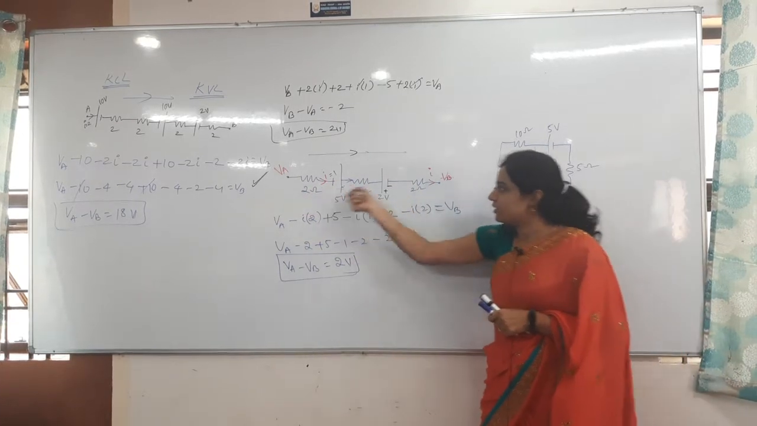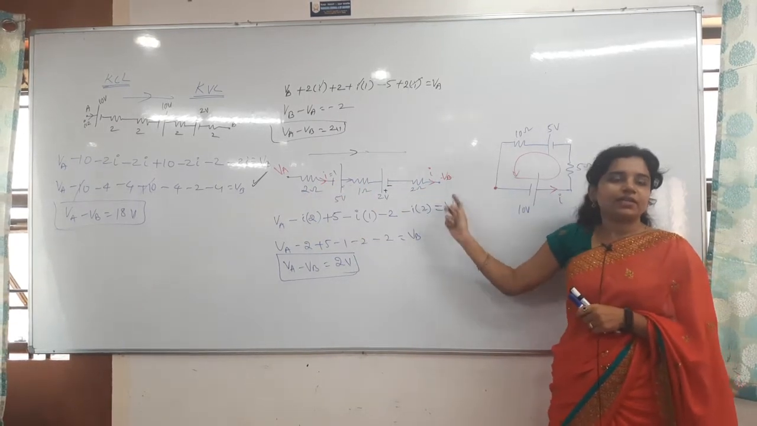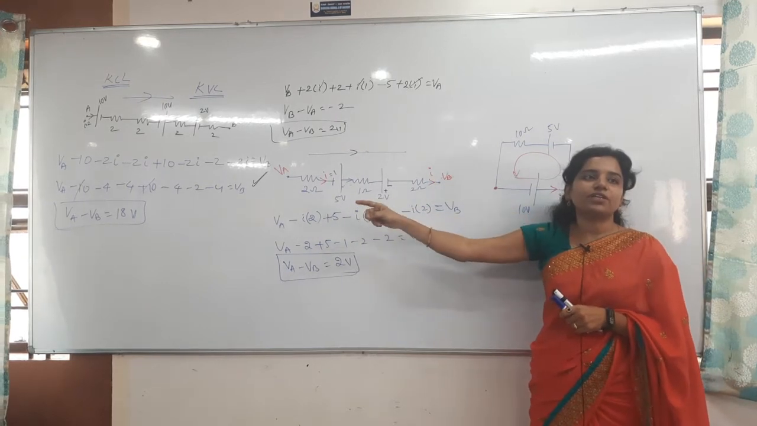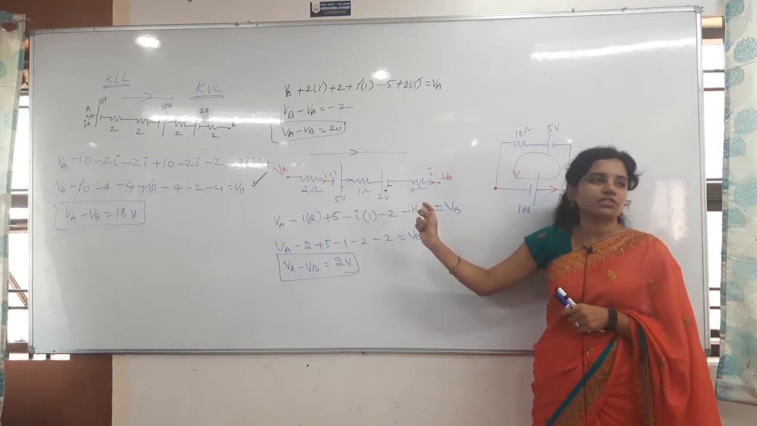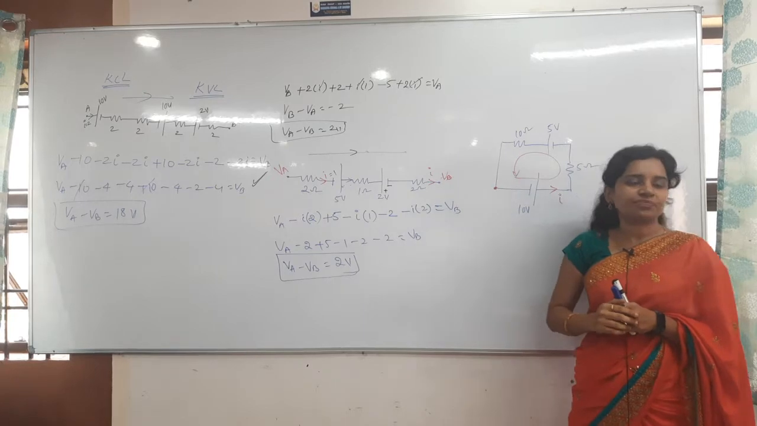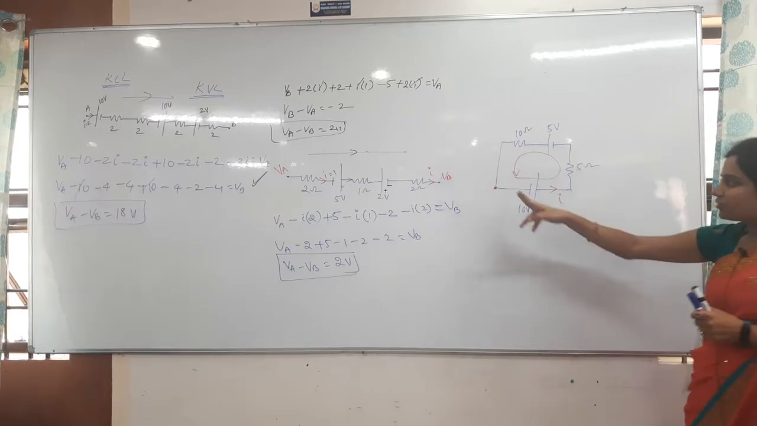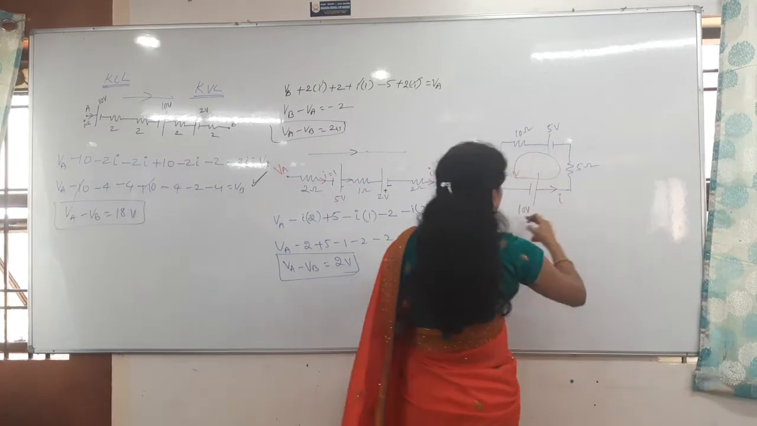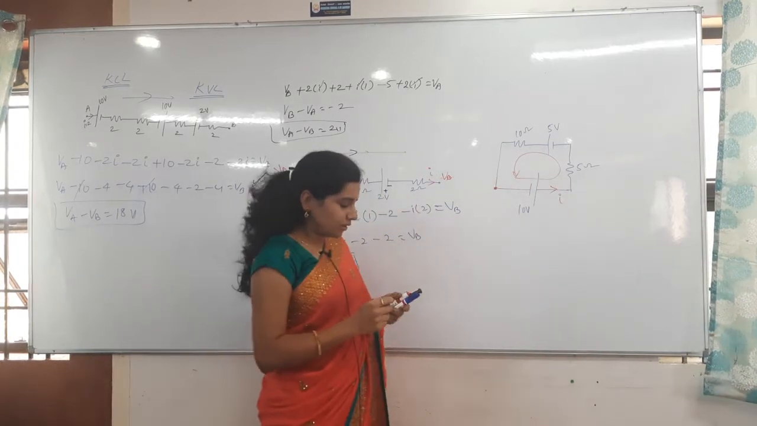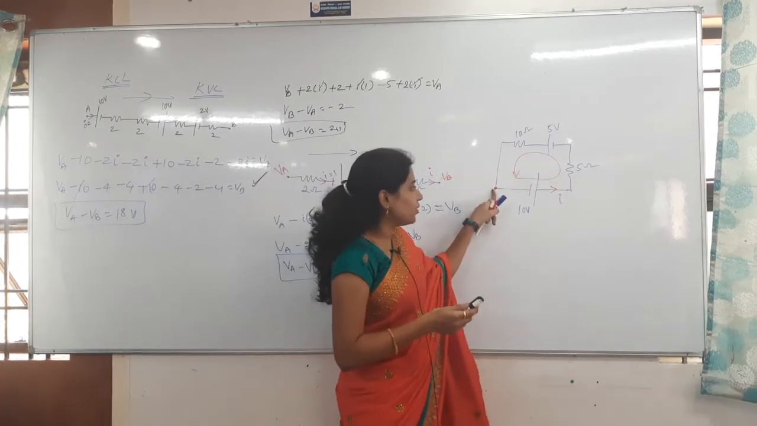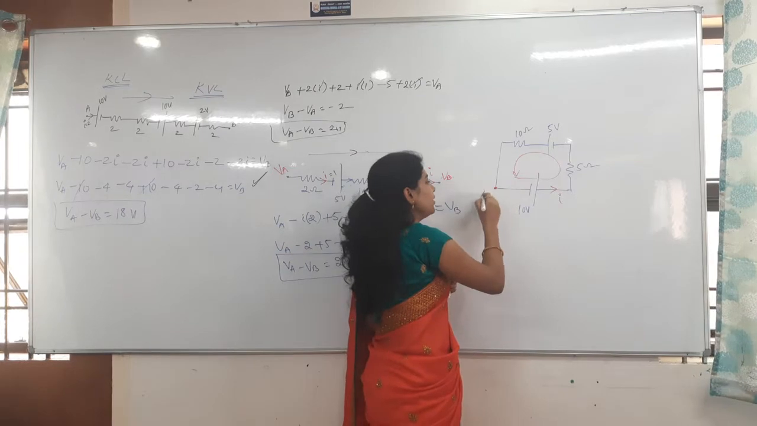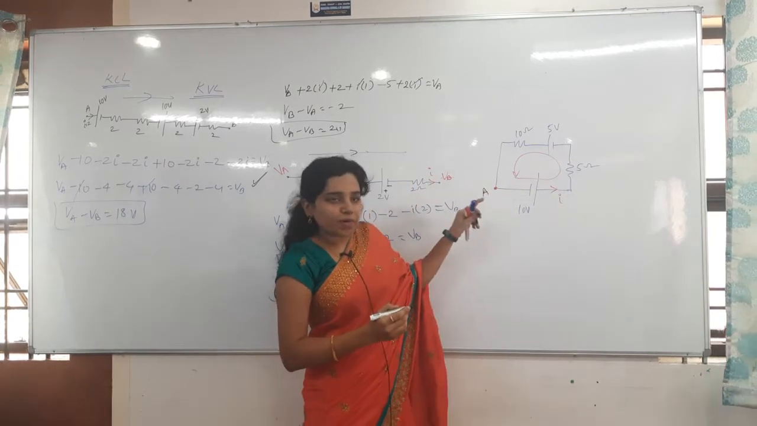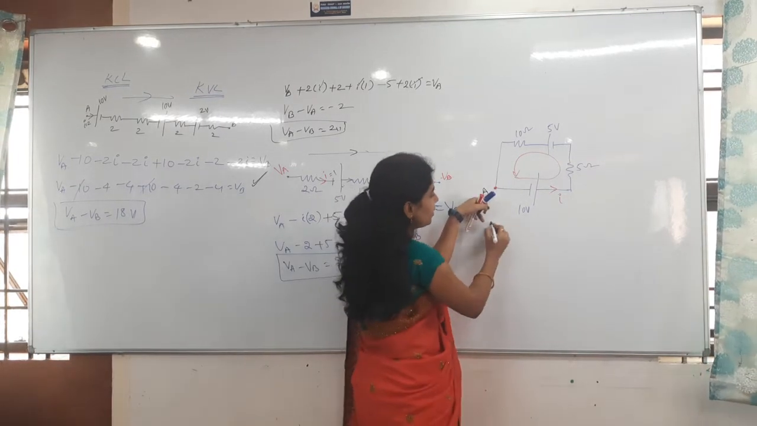This entire thing is equal to VB, I am writing. If this is a closed loop, then what do you have to take? The total sum of the potentials is equal to 0, you have to consider. Now this is a closed one, so I am starting at this point and finally ending at this point only. Let me take this as a point A. Now at point A, what can I write?